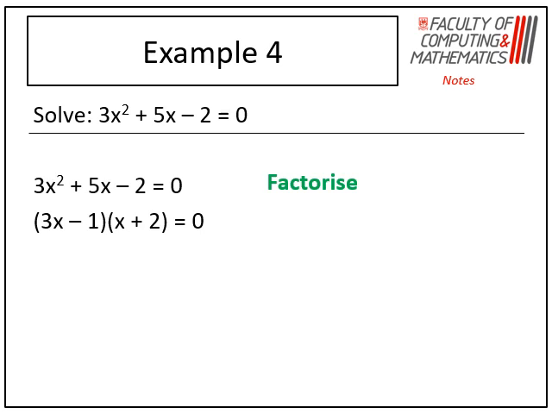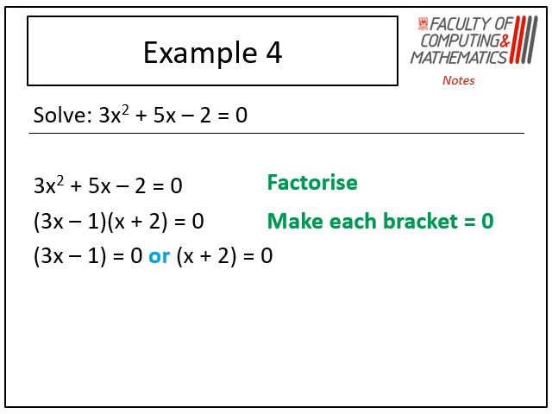Sounding like a broken record, but if one bracket times another bracket is equal to 0, one bracket has to equal 0, the second bracket has to equal 0, or both brackets have to equal 0. So pull it apart. We've got 3x take 1 is equal to 0, or x plus 2 is equal to 0, and you just solve it as normal.